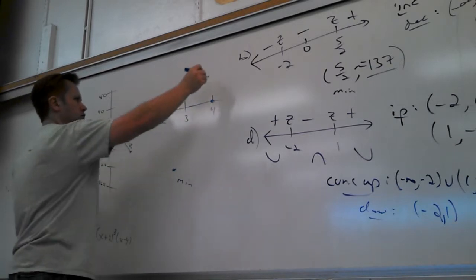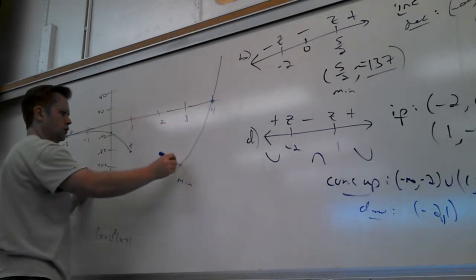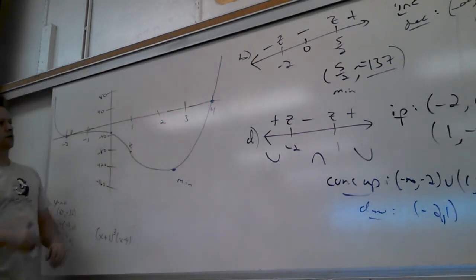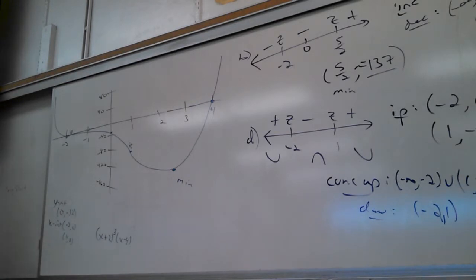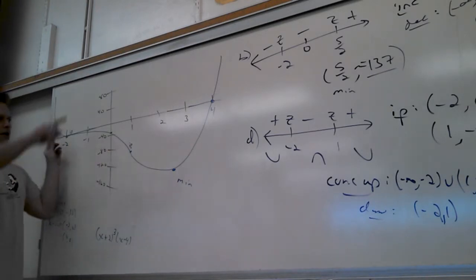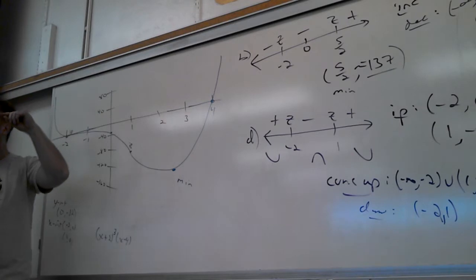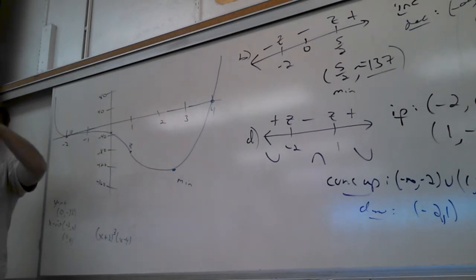So now I can do something. That's the minimum. Bam. So you got your cups in the right direction and so forth. So I use these as the middle point. I don't draw through them because I really want to emphasize my concavity, right?